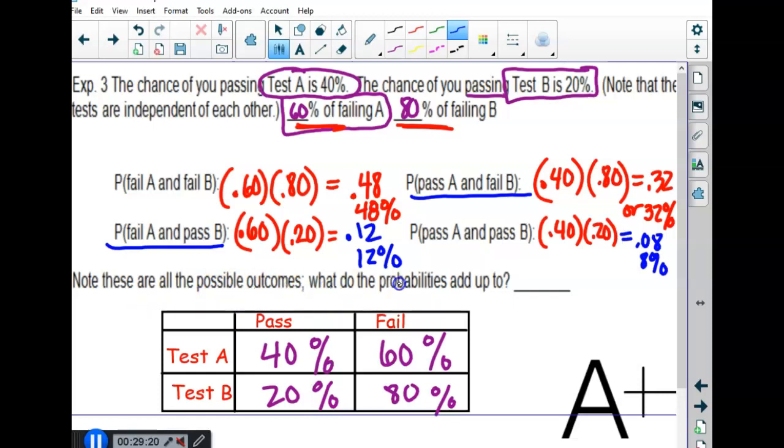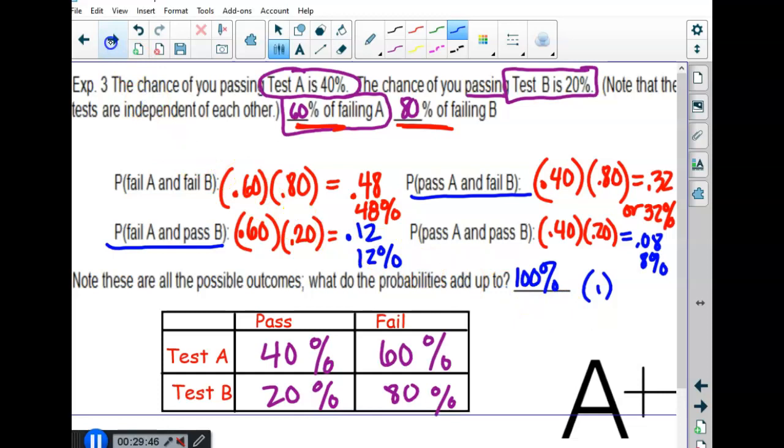Note these are all the possible outcomes. Everybody good? There's only two. You can fail, pass, fail, pass, pass. That's it. So what should all those probabilities add up to then? 100%. Or 1 if you added them up as decimals. Okay? 48 and 12 is 60, 32 and 8 is 40, 60 and 40 is 100%, right?